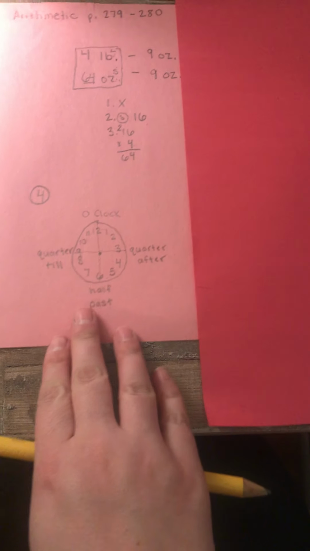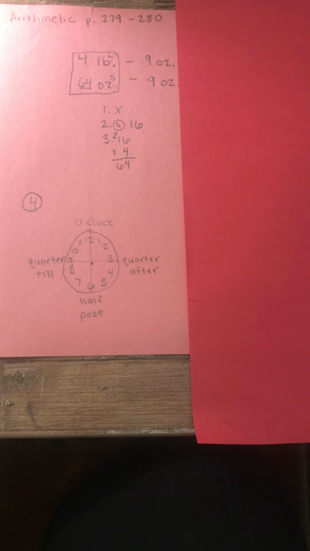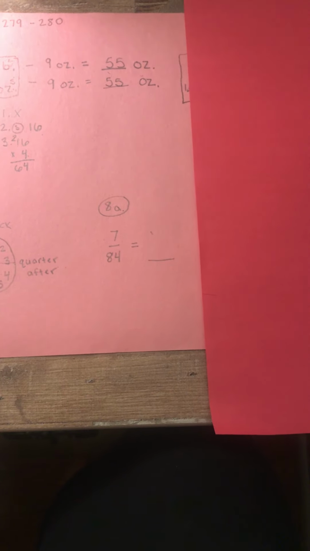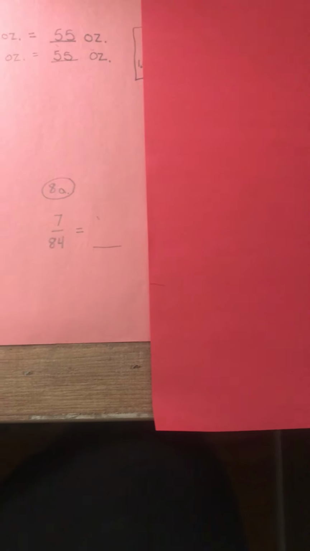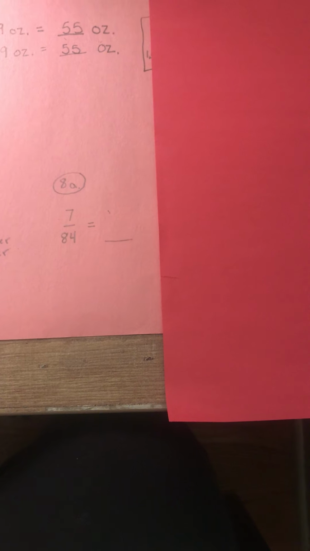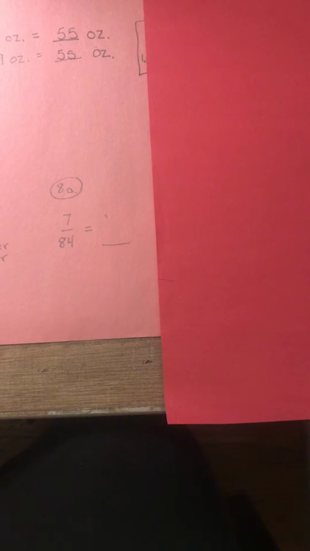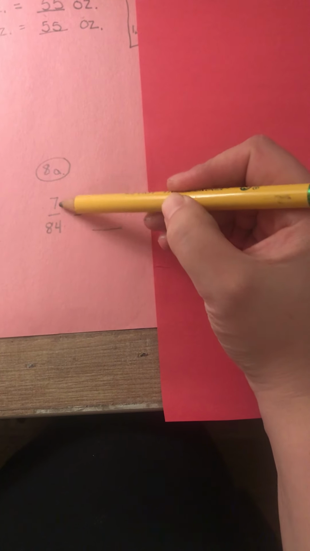All right, then the next one we're going to look at is in section number 8, I believe. Yep. Section 8, letter A. So our directions here in section 8 say reduce to lowest term. So to reduce to the lowest term, you have to find the greatest number that goes into the numerator and the denominator evenly. So the greatest number that goes into 7 and 84 is the number 7. So we're going to divide both by 7.